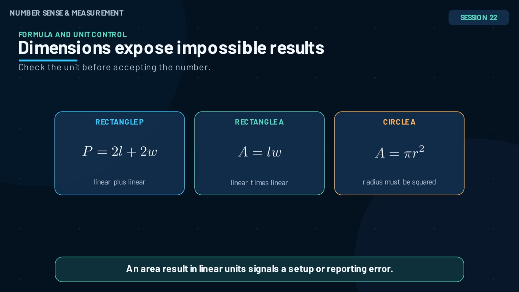Formulas carry dimensional meaning. Adding lengths in a perimeter formula produces length. Multiplying length by width produces square units. Circle area uses radius squared, not diameter, and not unsquared radius. If an area answer is reported in linear units, the calculation or the unit label is incomplete.